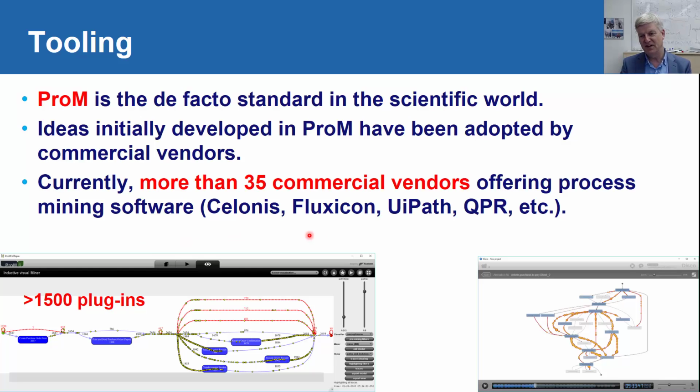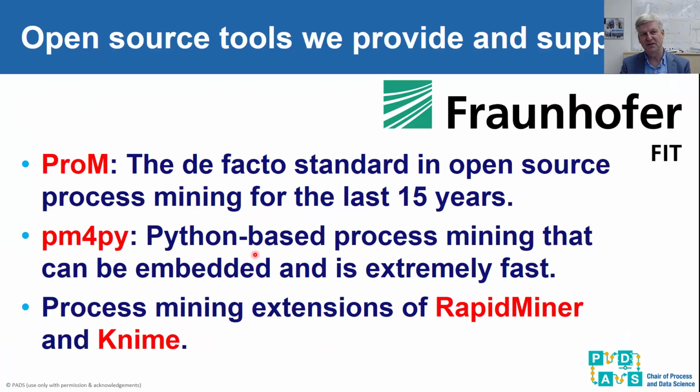These commercial tools are much easier to use. So the goal that we always had was to convince commercial vendors like Celonis, Fluxicon, UiPath, QPR, and I could mention, let's say, 35 other vendors. We try to convince them to embed these ideas in their commercial tools. That has been quite successful, as I mentioned before. If you look at the tools that we as a group support, ProM has been this de facto standard for many years.